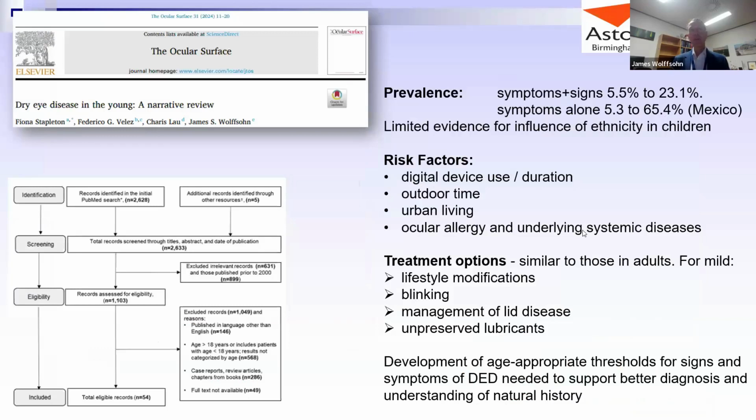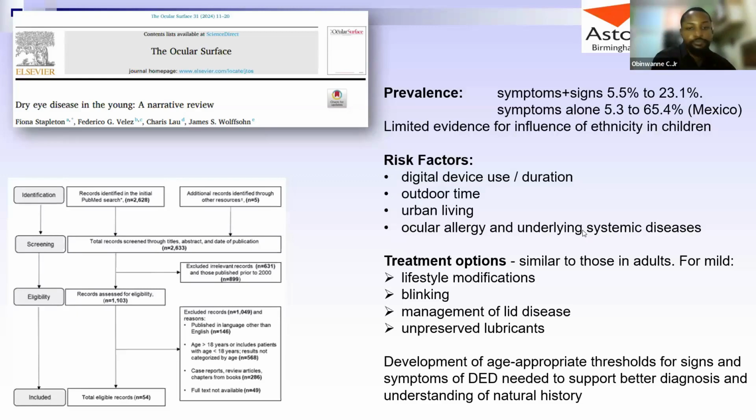And this is a review paper that Fiona Stapleton has recently put together, and again, really useful for practitioners working in this space. This looked at all of the evidence that we currently have about dry eye disease in young people, and identified a limited number of papers that include this. Prevalence of both symptoms and signs ranged from 5 to 23%. Symptoms alone, because obviously that's much easier to do in a study, ranged from 5 up to 65%.